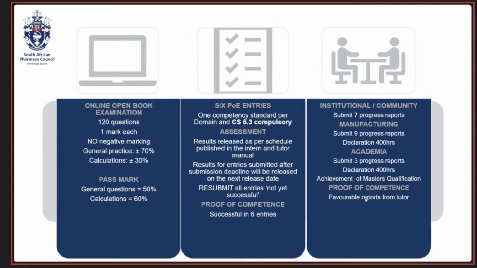And then with regard to the progress reports, interns who are in institutional and community sectors are expected to submit 6 progress reports, and those in manufacturing are expected to submit 9 progress reports. And in addition to that, the declaration of 400 hours. Interns in academia submit 3 progress reports and a declaration of 400 hours, and also a proof of achievement of the master's qualification. And please note that the progress reports need to be favorable in order for us to be able to release you once you have met all the internship requirements.